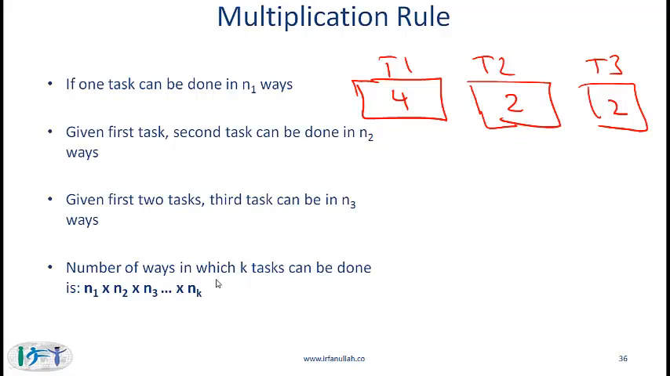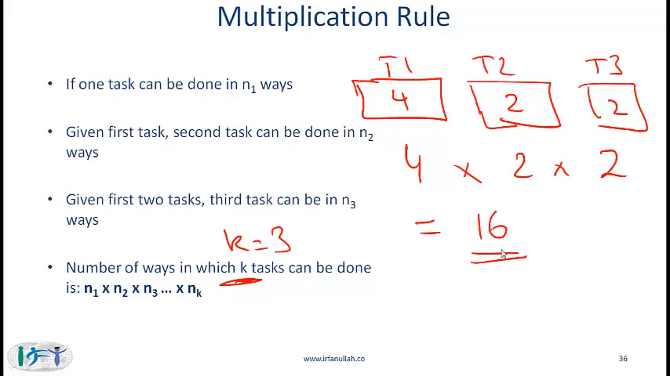So the number of ways in which k tasks, k is equal to 3 in this simplistic example, can be done is equal to the number of ways in which the first task can be done, which is 4, times the number of ways in which the second task can be done, given that the first task is already done, that is 2, and the number of ways in which the third task can be done, given that the second task is done, that is 2 over here. So the answer to this question, the number of ways in which these 3 tasks can be done, is 4 times 2 times 2, that's 8 into 2, which is 16.